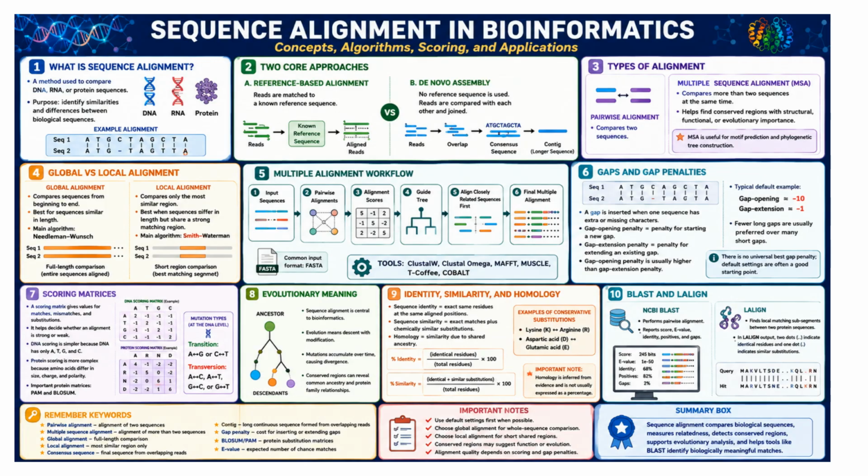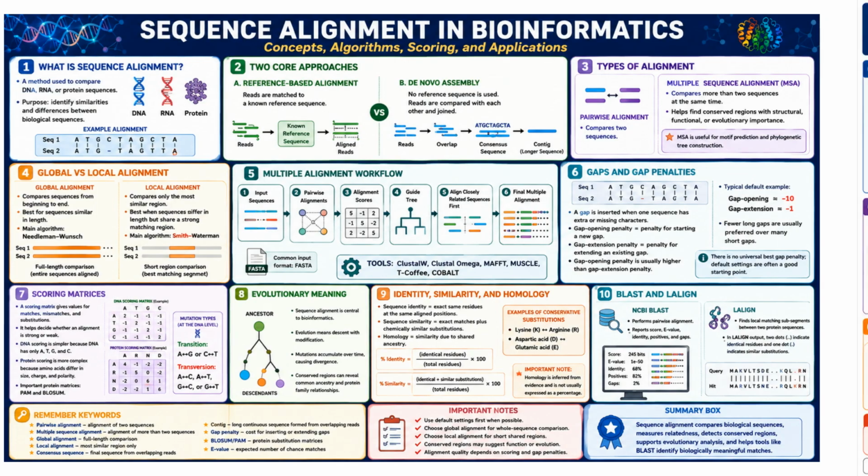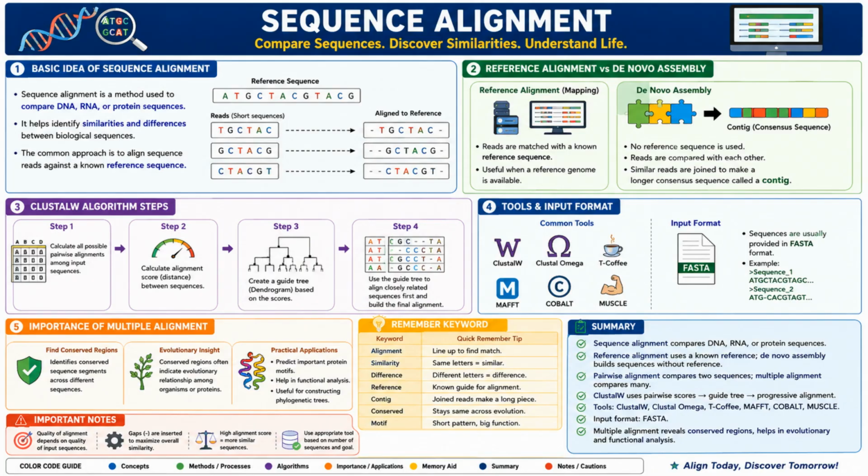This video explores sequence alignment in bioinformatics, covering concepts, algorithms, scoring, and applications. Sequence alignment is a method used to compare DNA, RNA, or protein sequences to understand biological relationships. It identifies similarities and differences, and helps us understand life.